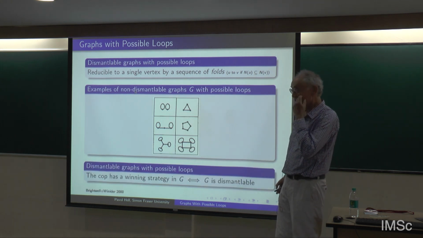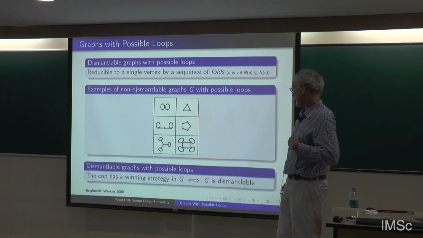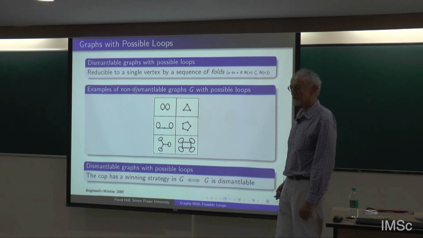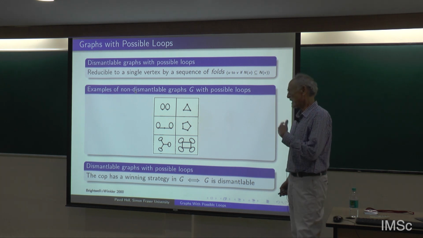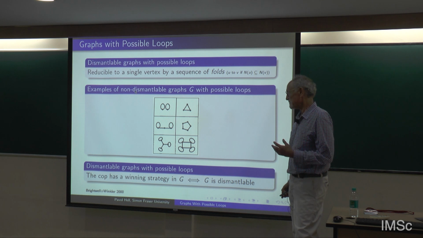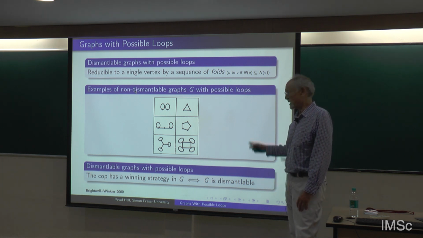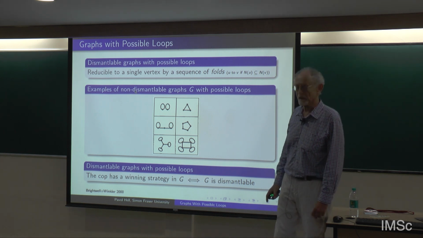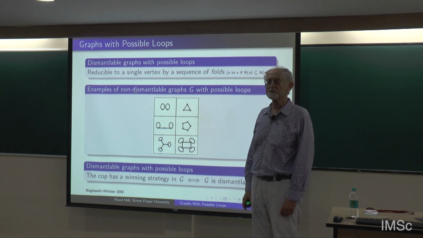Winkler and Brightwell have proved that in a graph with possible loops, the cop can win if and only if the graph is dismantlable. It's not a complicated proof. It's a nice exercise, but it shows that with the right concepts, the version with possible loops fits naturally.